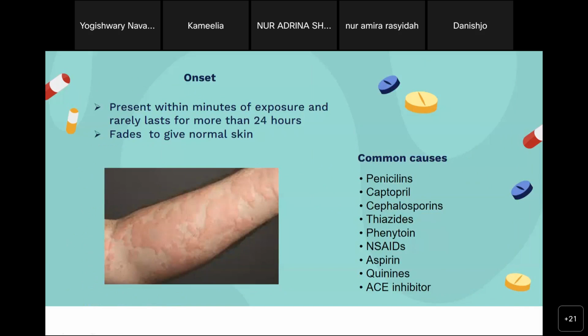So the common drugs that may cause these are penicillins, captopril, cephalosporins, thiazides, phenytoins, NSAIDs, aspirin, quinines, and ACE inhibitors.